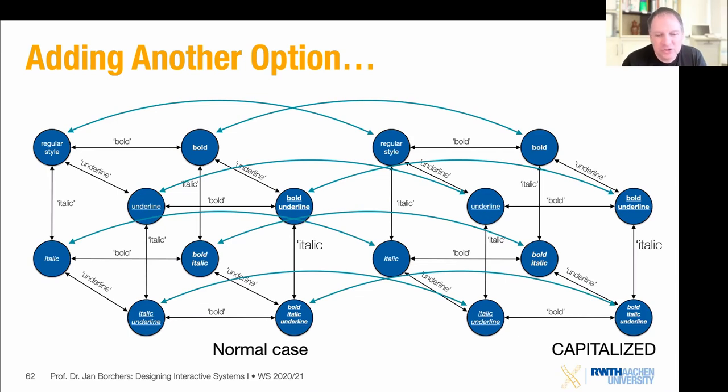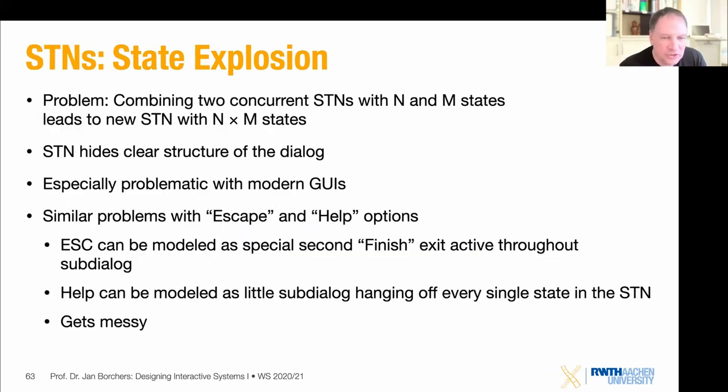So this is known as the issue of state explosion, right? If you combine 2 current SDNs, you get a new SDN that has the factor of the product of both numbers of states. And that means what looked like a really simple dialog with these 3 checkboxes became a pretty messy SDN, right? And if there are 7 checkboxes, it's completely impossible to untangle in a drawn diagram. The more parallel things can happen, the more problematic this gets, and that's why GUIs are especially problematic in SDNs.